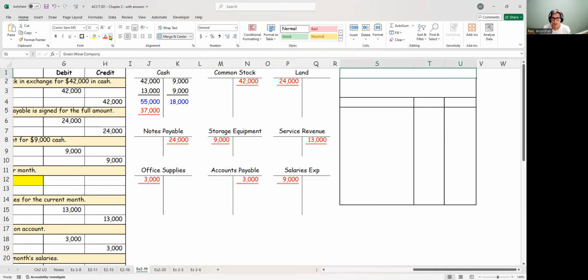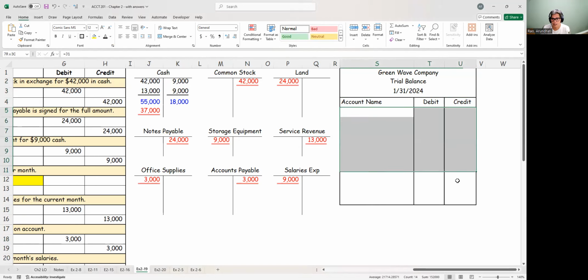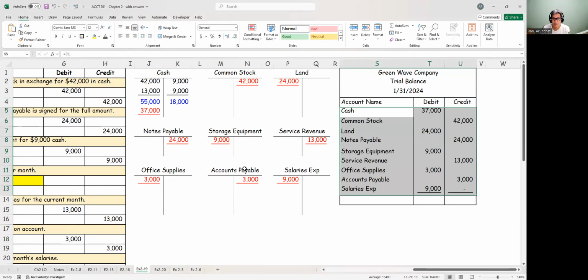Always first line, I will have the name of the business. Second line, I'll identify that it's a trial balance. Third line, I will say as of what date. This is end of the month, so January 31st, 2024. I will list all my accounts. All the account names will be listed here. And I'll list whether it has a debit or a credit balance. So you can just start with the first one. There are many different ways in which these names can be listed. I'm just going to go ahead and list all of them over here. So I have cash, common stock, land, notes payable, just in the order in which I had them over here.